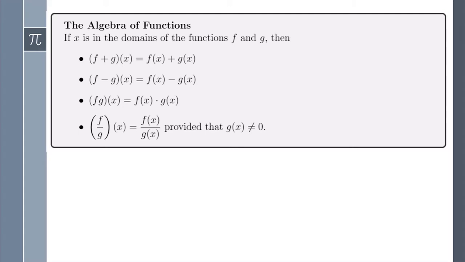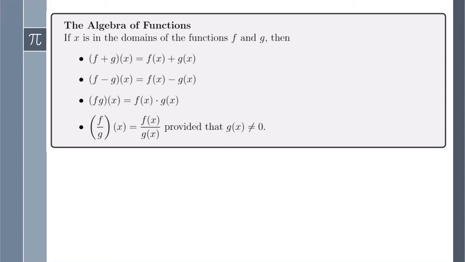So there are four different operations when we talk about the algebra of functions. The first one is adding functions. So if we have f and g as two functions, and x in the domain of both f and g, then the sum of f and g of x is f of x plus g of x. Similarly, that's true for the difference. So the difference of functions f and g, f minus g of x, equals f of x minus g of x.